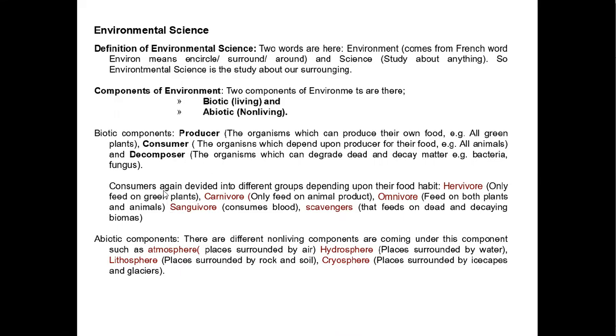Consumers are again divided into different types depending upon their food habit, like herbivores, carnivores, omnivores, sanguivores, and scavengers. You can see from here. And abiotic components are all non-living components such as atmosphere, hydrosphere, lithosphere, and cryosphere. What is atmosphere? The place which is surrounded by air is the atmosphere, and the place surrounded by water is the hydrosphere, and the place surrounded by soil and rock is the lithosphere, and the place surrounded by ice caps, known as glaciers, is the cryosphere.